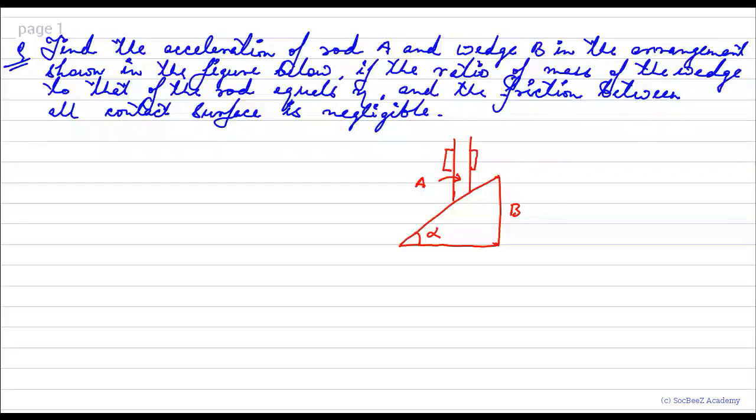Let us now move on to the next problem in the topic of dynamics, which is this. Find the acceleration of rod A and wedge B in the arrangement shown in the figure below.